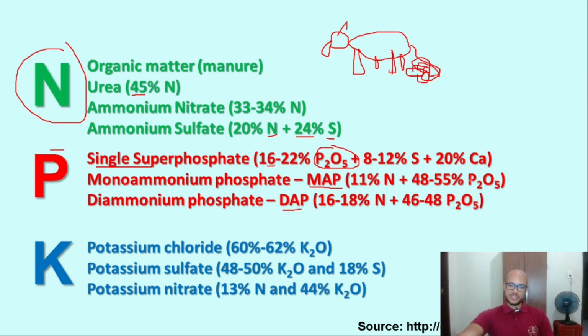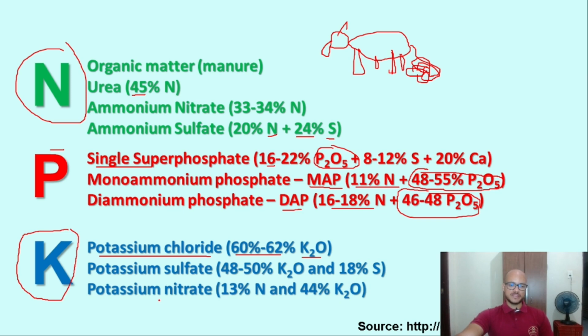Okay, so they usually provide some similar phosphorus content, like phosphate, but they also provide some nitrogen. Okay, so this one is just a little bit more than this. And then we have also potassium, like potassium chloride. This one provides a lot of potassium, about 60 to 62%. We have also potassium sulfate. It provides 48 to 50% of potassium and about 18% of sulfur.